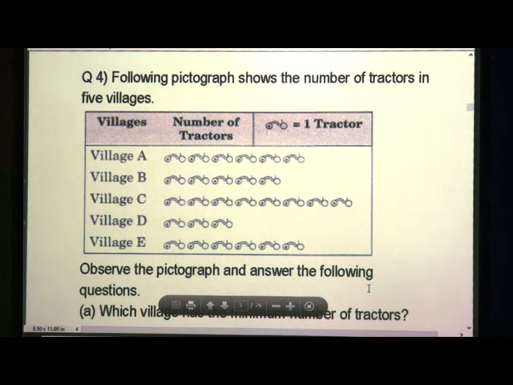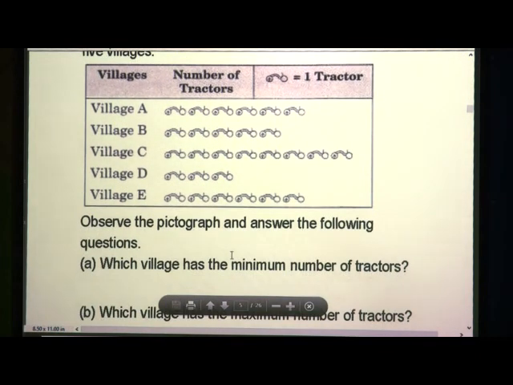Now, we will see representation by using a pictograph. We have to just look at the pictograph and then answer the questions. The following pictograph shows the number of tractors in 5 villages. One tractor image indicates one tractor. In village A, we have 1, 2, 3, 4, 5, 6 tractors. Village B, 5 tractors. Village C, 8 tractors. Village D, 3 tractors. And village E, 6 tractors.